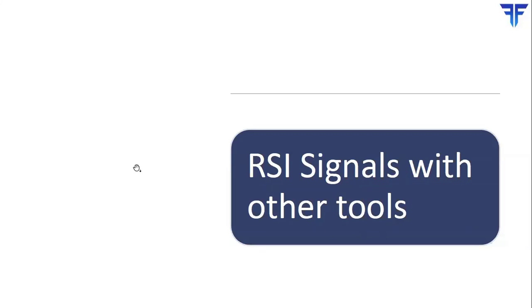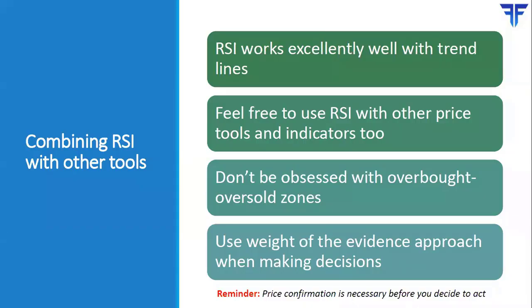Okay, so those were the 4 basic signals that I wanted to talk about for RSI. Now let's talk about combining RSI with other tools. One of my favorite tools that I use when using RSI is combining RSI with trend lines. You could also consider combining RSI with other tools like channels, etc. They tend to work very well. But I would suggest that once you start practicing RSI, start drawing trend lines on RSI. They tend to work exceptionally well, especially when combined with price action.